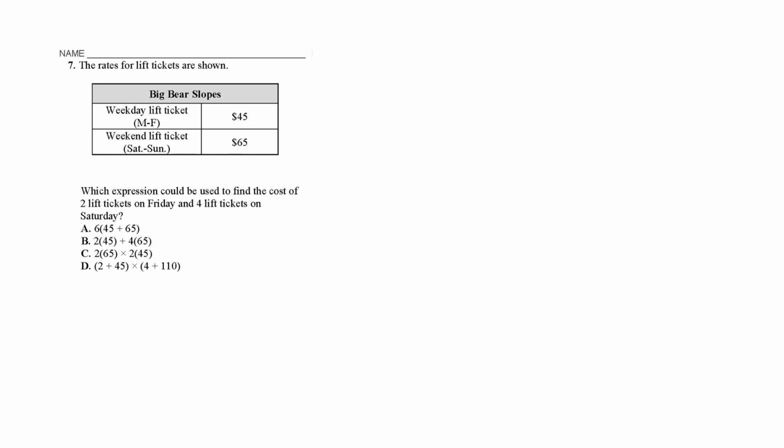Question 7. The rates for lift tickets are shown. Big Bear Slopes. A weekday lift ticket, Monday through Friday, is $45. A weekend lift ticket, Saturday through Sunday, is $65. Which expression could be used to find the cost of 2 lift tickets on Friday and 4 lift tickets on Saturday? All right, so we want 2 tickets for Friday, plus 4 lift tickets on Saturday.